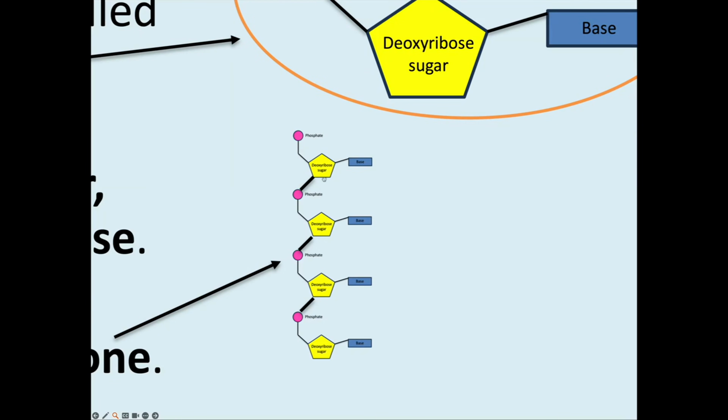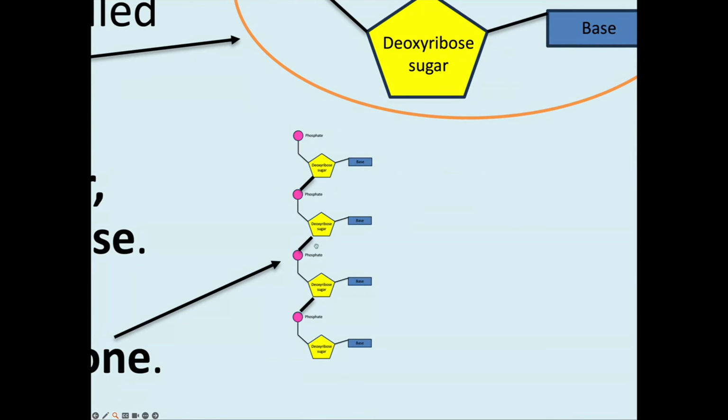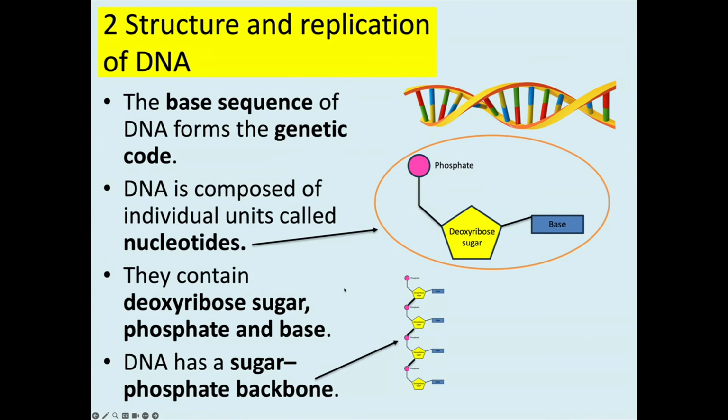It's called the sugar phosphate backbone because we have a sugar joined to a phosphate, joined to a sugar, joined to a phosphate, etc. So a sugar phosphate backbone. Okay, so in a single strand of DNA, we'll have these repeating individual units called nucleotides, and they will be joined between the sugar and the phosphate to form a sugar phosphate backbone. Okay, so that's the basic structure of the individual units that make up our DNA.